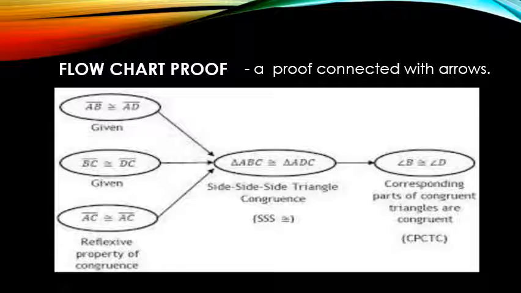Now let's have the flowchart proof. The flowchart proof is not usually used for proving statements. This is a proof connected with arrows. This is an example, it's like that. You can skip it because sometimes it's not usable for this one.